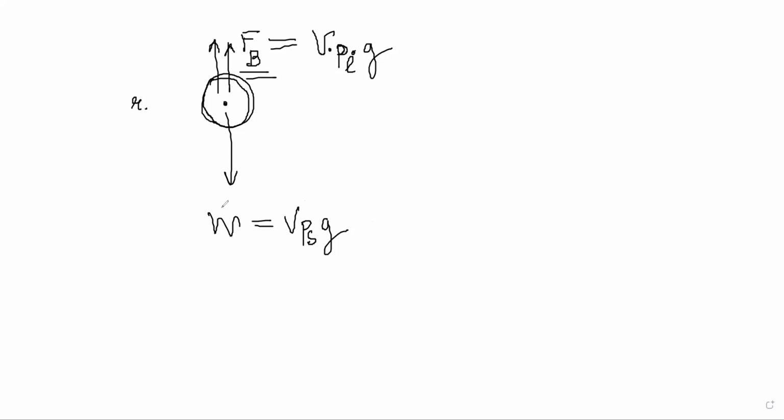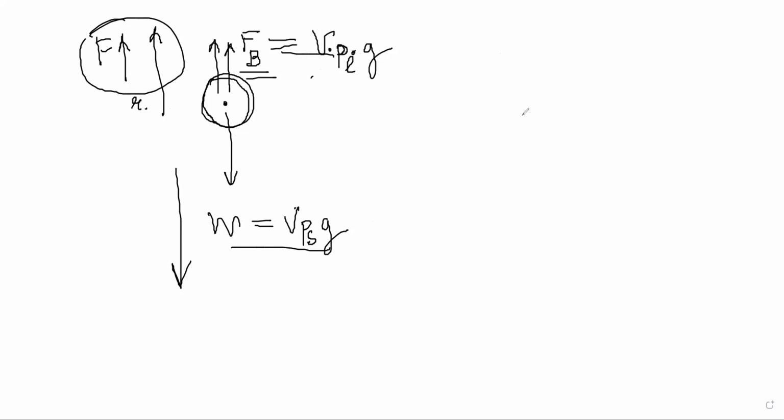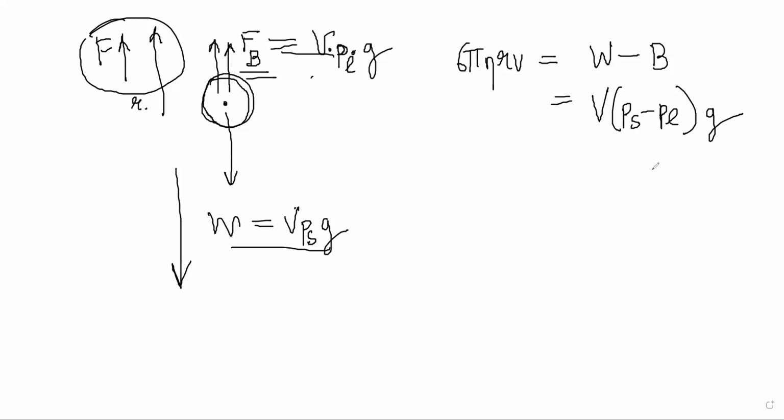And the resultant of these two will be downward and will be what is bringing you down, right? And then there will be Stokes law of friction, viscosity. So your terminal velocity will be attained when viscosity is able to balance out this and this. So viscosity 6 pi eta RV should be equal to the downward force, that will be W minus B. So that will be V (rho S minus rho L) G, should be equal to 6 pi eta RV.